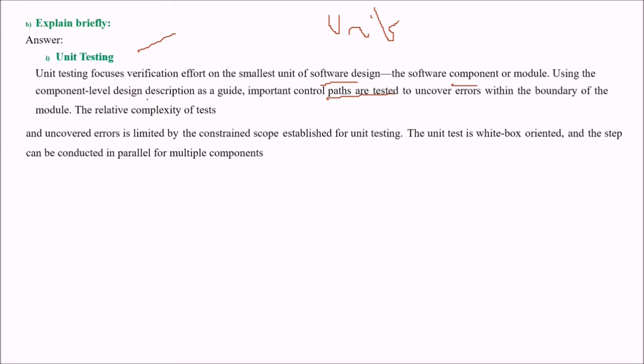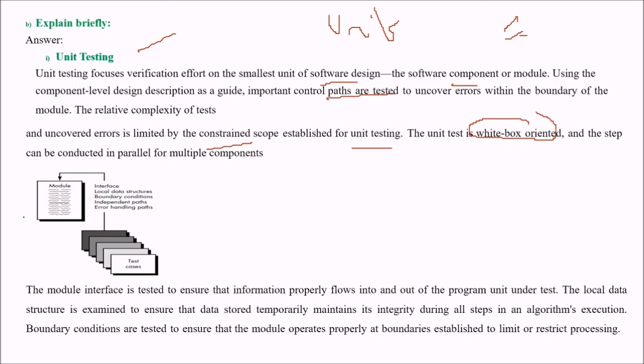The relative complexity of tests and uncovered errors is limited by the constrained scope established in unit testing. Unit testing is white box oriented because we know the code, we know the inside, and the step can be conducted in parallel for multiple components. If this is a module, we can have test cases, interfaces, local data structure, boundary conditions, independent paths, and error handling paths. All this can be included to test a module.